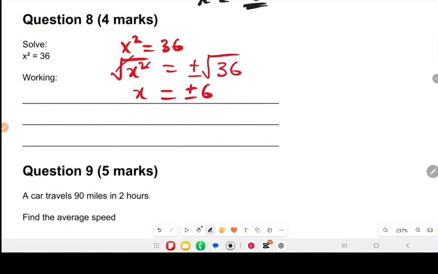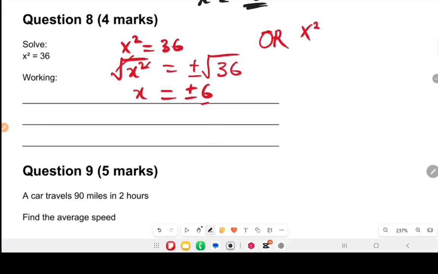Now, if you want to know if you are correct, put 6 in place of x. 6 squared gives us 36, while minus 6 squared also gives us 36, because minus times minus gives us plus. Or we can use this method.